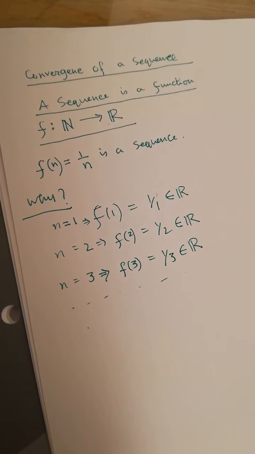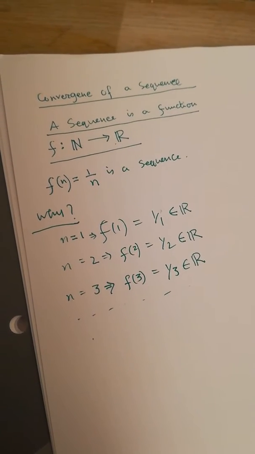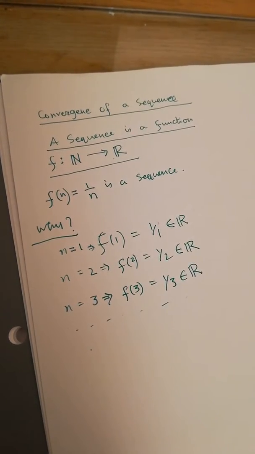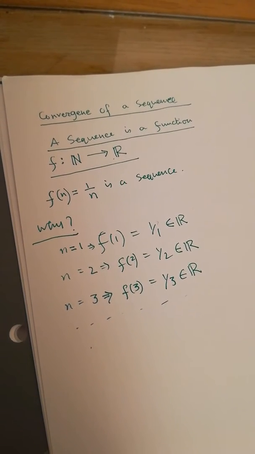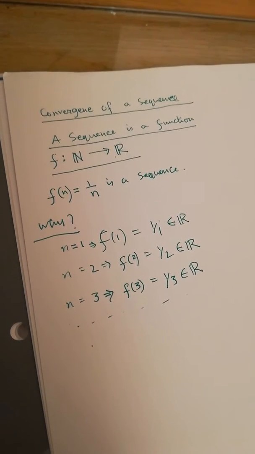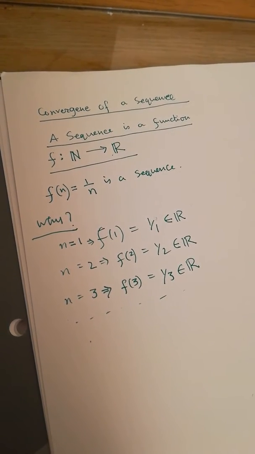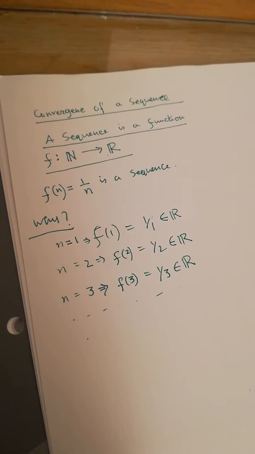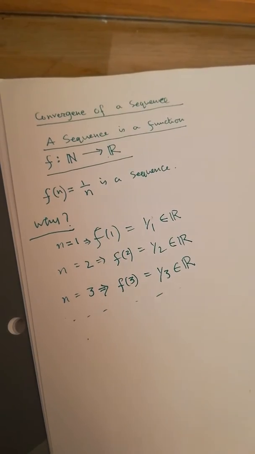Now take some time to digest the definition of sequence. So what is a sequence? A sequence is a function from a natural number to the set of real numbers. For example, f(n) equal to 1 by n is a sequence. Why? Because if you put n equal to 1, n equal to 2, n equal to 3, n equal to 4, and so on and so forth, then you are getting a real number, right? So any sequence is a function from N to R.